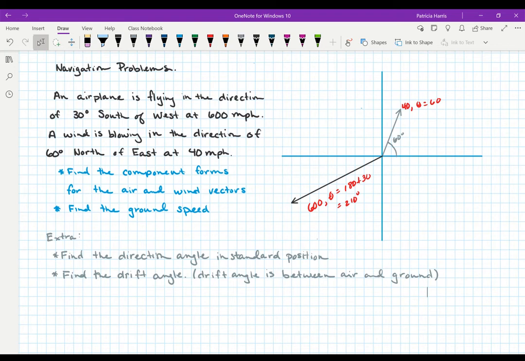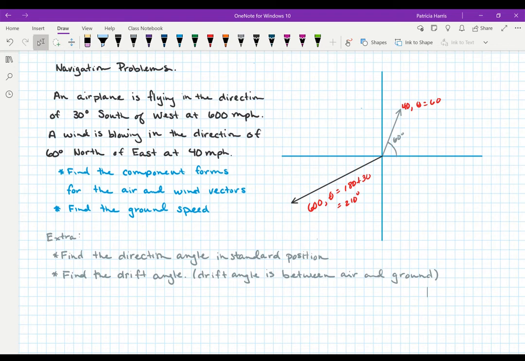So, our first navigation problem is we have an airplane flying in the direction of 30 degrees south of west. Notice that this isn't written exactly the same as the cardinal directions that we're used to. It's literally south of west, at 600 miles an hour, and the wind is blowing in the direction of 60 degrees north of east at 40 miles per hour.